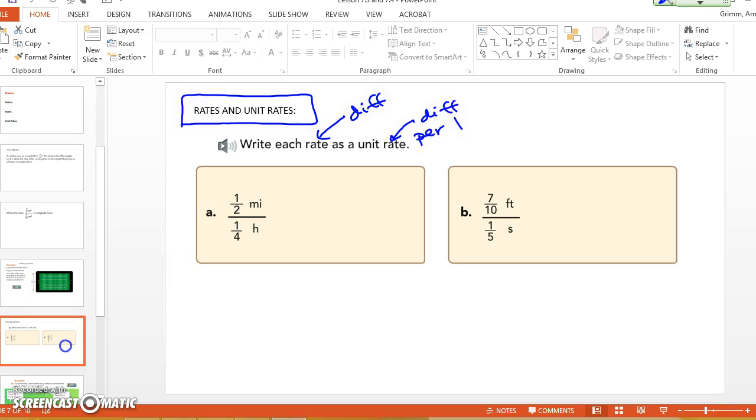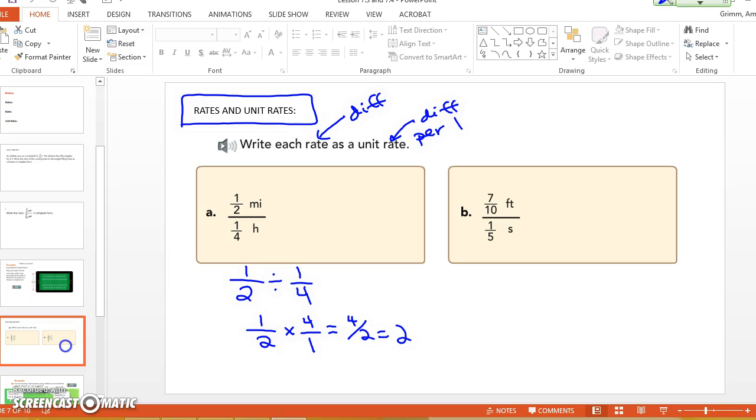That's the only difference. Okay, so to get something per 1, if I do half a mile in 1/4 of an hour, I just need to divide them to get them to 1. So I'm going to take 1/2 divided by 1/4. So 1/2 times 4/1 is... you only switch around the second one, only do the second one, 4/2, which is 2.